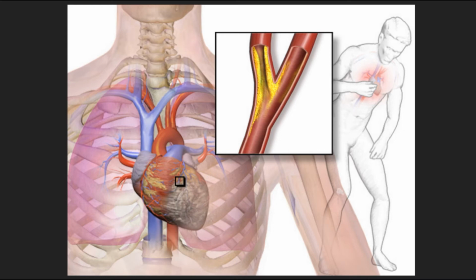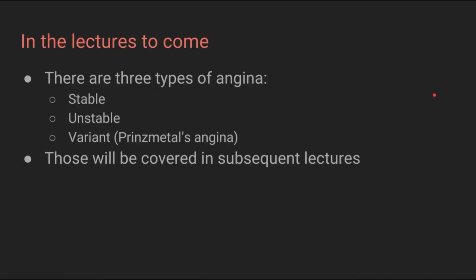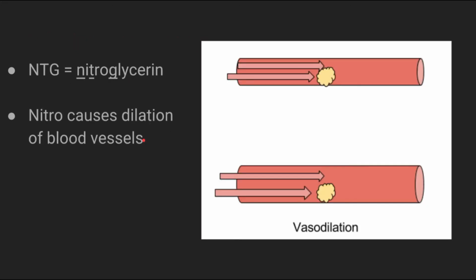This guy looks pretty fit for having angina. It's probably not going to be your typical patient. He looks young and healthy. So in the lectures to come, we're going to talk about 3 types of angina. That's stable, unstable, and one called variant angina, or Prinzmetal's angina. And those are going to be covered in subsequent lectures.